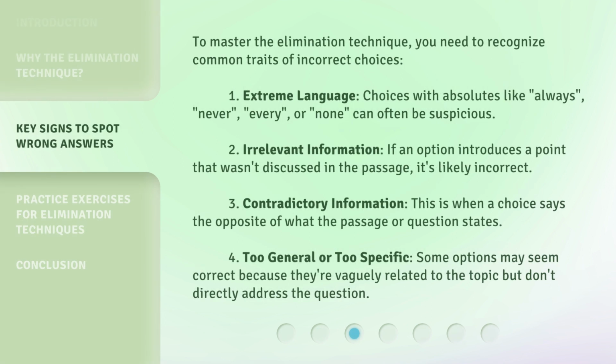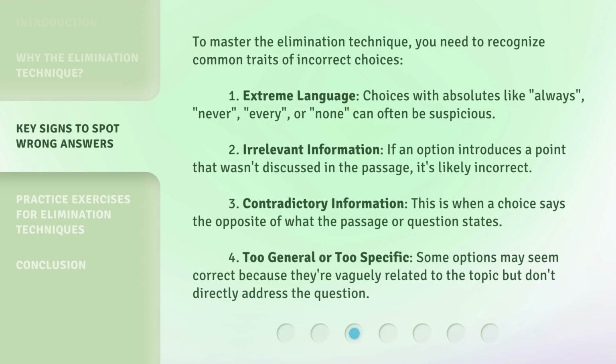To master the elimination technique, you need to recognize common traits of incorrect choices. 1. Extreme language. Choices with absolutes like always, never, every, or none can often be suspicious. 2. Irrelevant information. If an option introduces a point that wasn't discussed in the passage, it's likely incorrect.